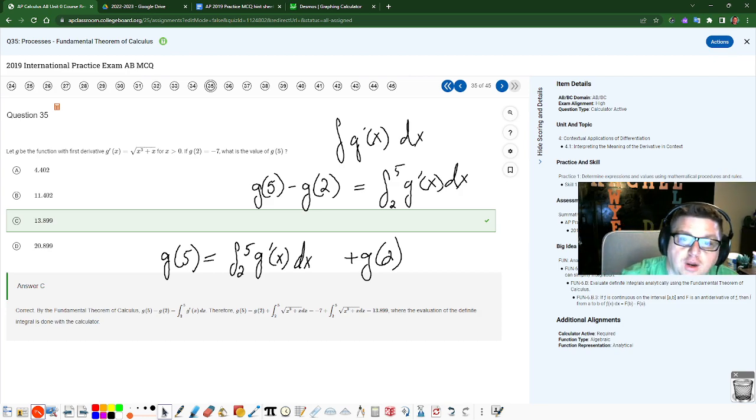If we integrate g prime, we're going to go to g, and if we go from 2 to 5, we're going to do g of 5 minus g of 2. And if we want what g of 5 actually equals, we need to move the g of 2 to the other side. So we have this integration, which we can do. We have a function and two numbers to plug into it. We can do that on a calculator very easily. And we already know what g of 2 is. It's -7. So that's where we're getting -7 plus this integration equals 13.899.